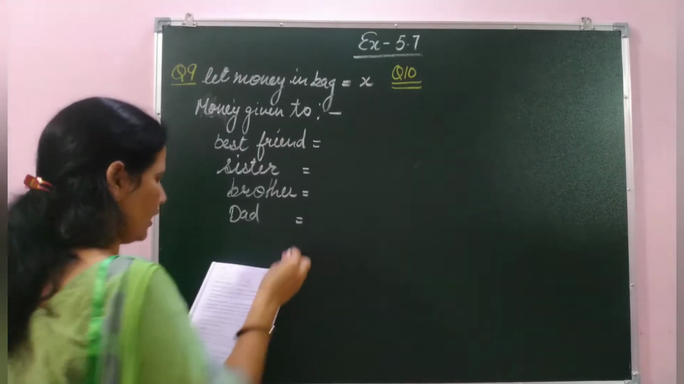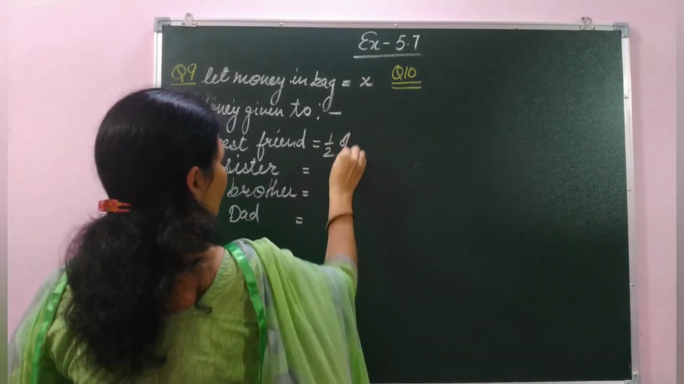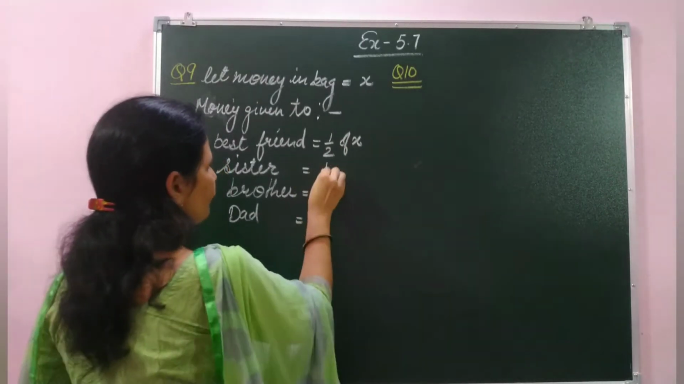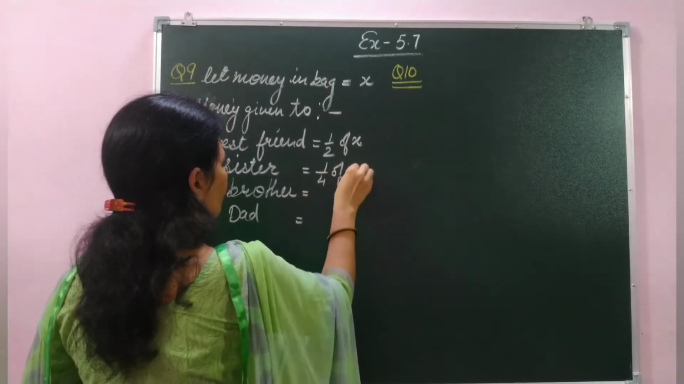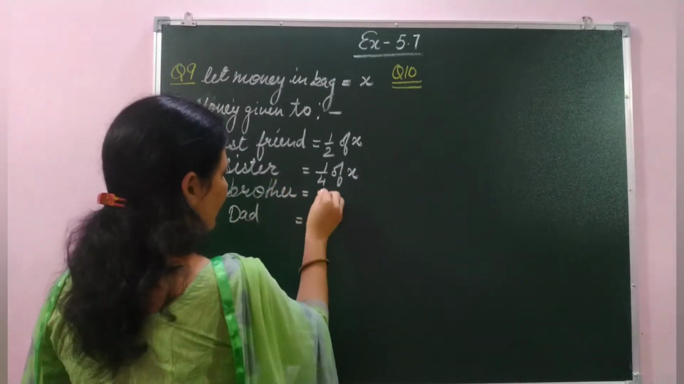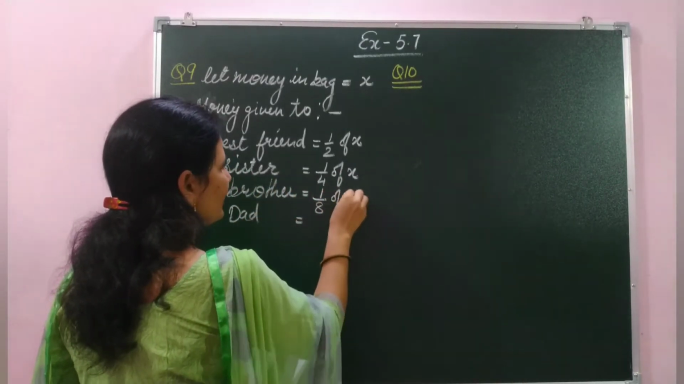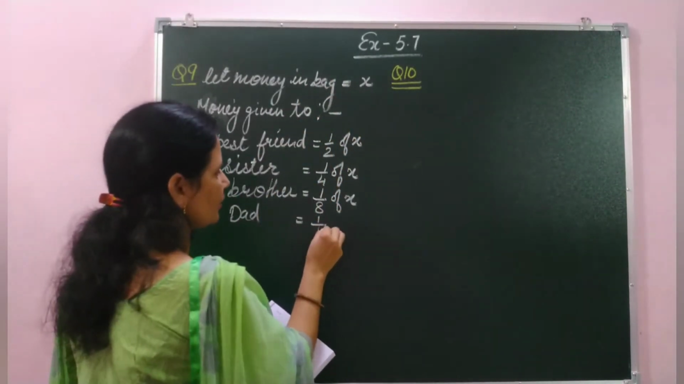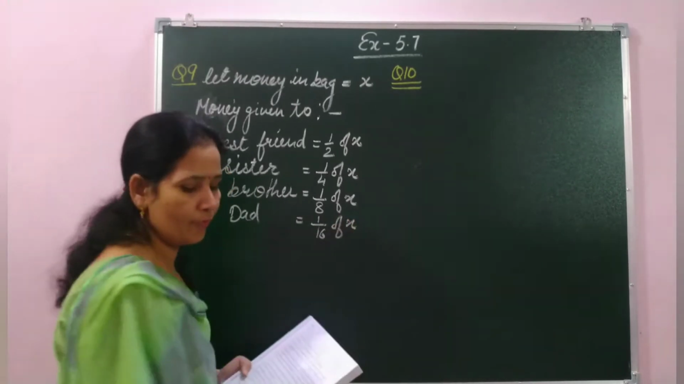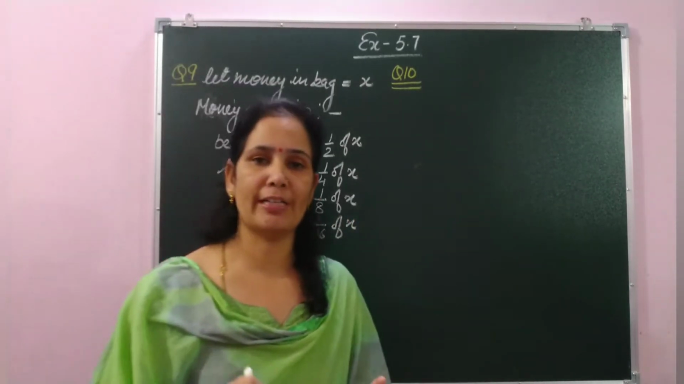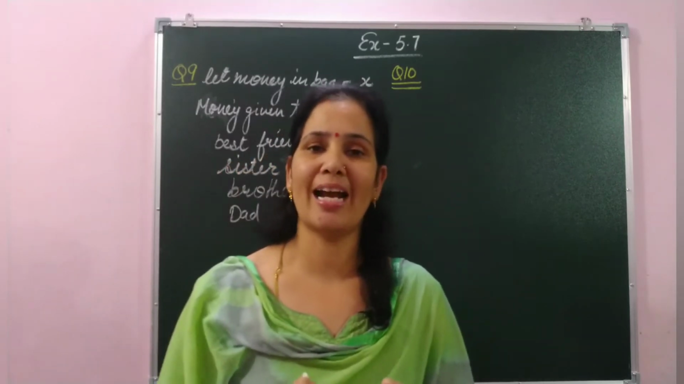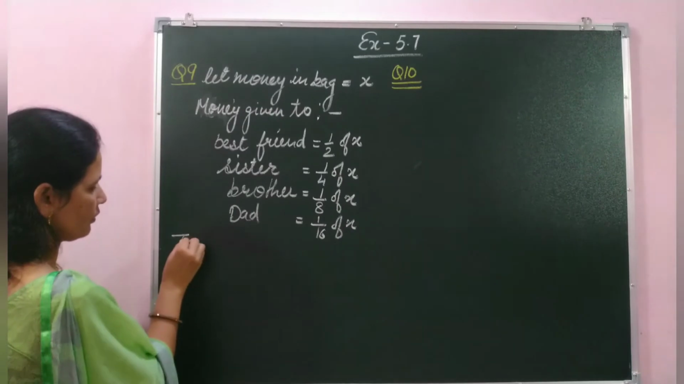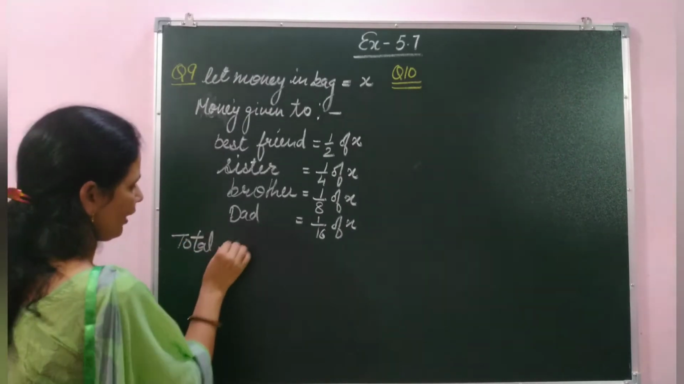So she gives half of X, half of the total, to her best friend. Then 1/4 of X to her sister. Then 1/8 of X, that's 1/8 of the total money, to her brother, and 1/16 of X to her father. So first of all, students, we have to find the total proportion of money that she has given to the family members. So first, total fraction given.